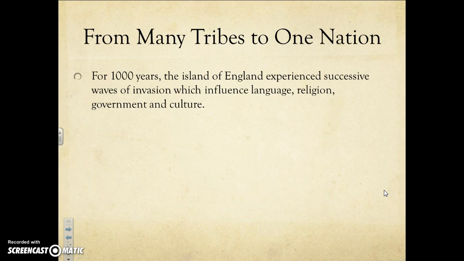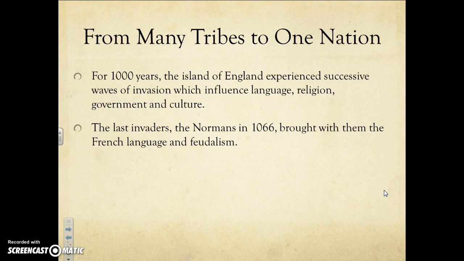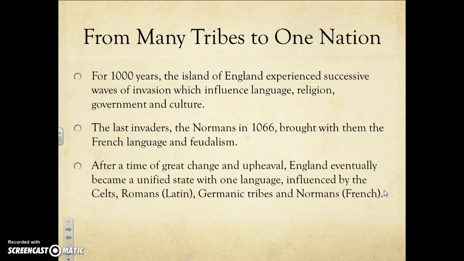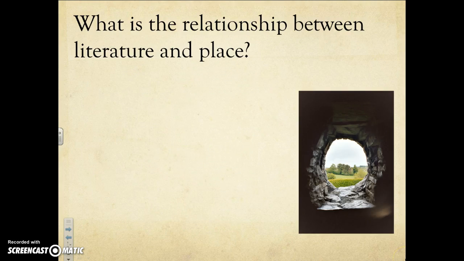Those successive waves of invasion influenced language, religion, government, and culture. The Normans, bringing with them the French language and the system of society, feudalism. And after a great time of change and upheaval, eventually there was one language, but that language was influenced by the Celts, the original settlers, the Romans with Latin, the Germanic tribes, which literally spoke languages that eventually evolved into Germany, which is why we call them Germanic, and the Normans, who brought French. So our modern English is a mixture of all of these languages.